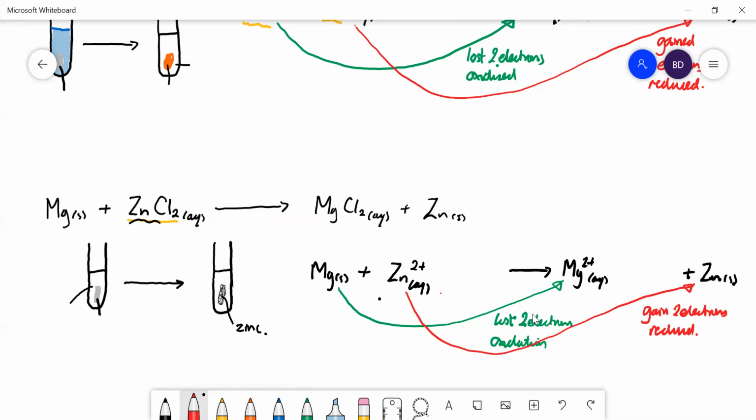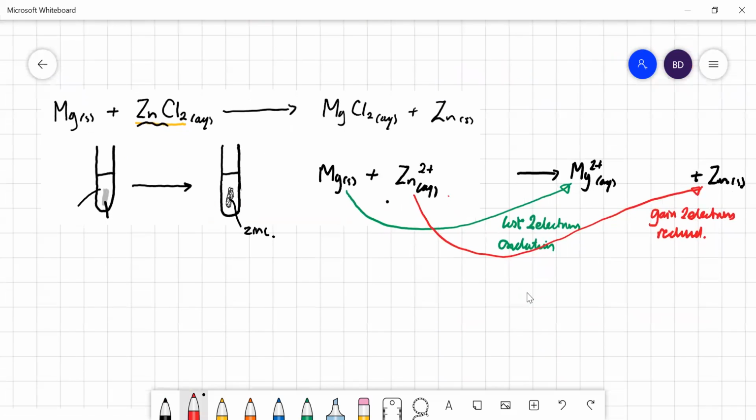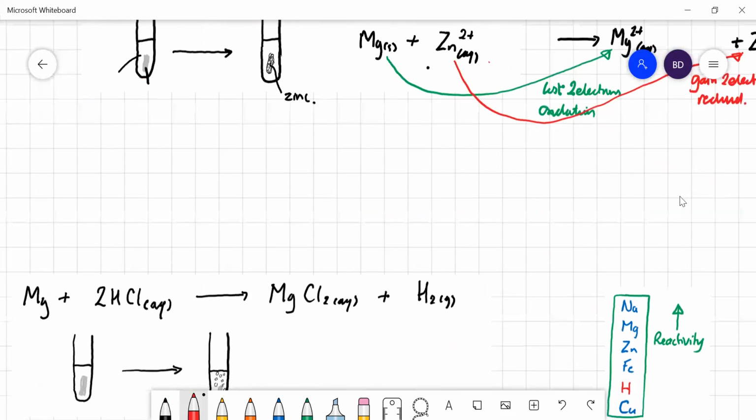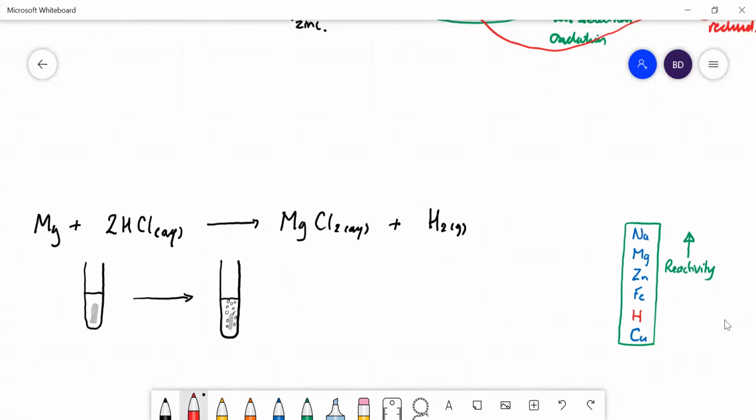Okay. Right, now let's have a look at the reaction between magnesium and hydrochloric acid. So this is not a metal displacement reaction because we're not reacting with a metal compound, we're reacting with hydrochloric acid. Now, we've got hydrogen in the reactivity series here, and we can see that hydrogen is less reactive than magnesium, and it's extremely similar to what happens in the metal displacement reaction.